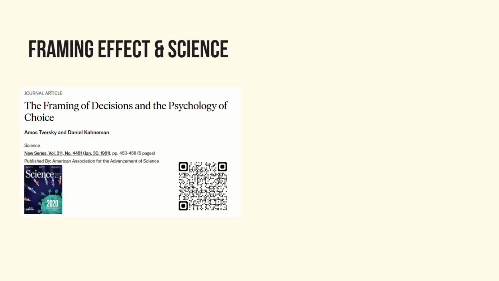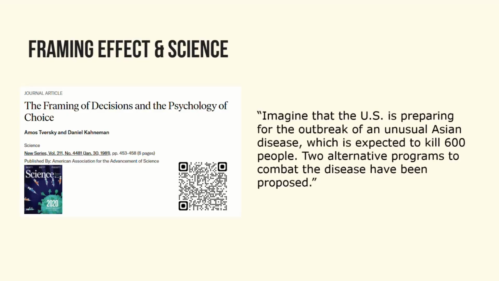Science has looked into it. There is this paper from 1981 that is quite important in terms of explaining how the framing effect will shape our decisions. One of the experiments in this paper was: imagine that the US is preparing for the outbreak of an unusual disease, which is expected to kill 600 people. Two alternative programs to combat the disease have been proposed. Let's have a look at each one of these.